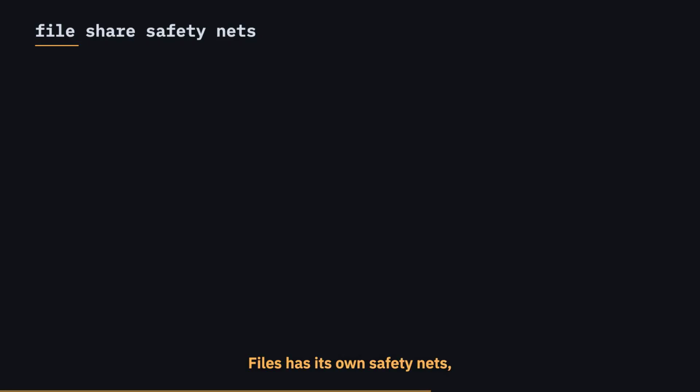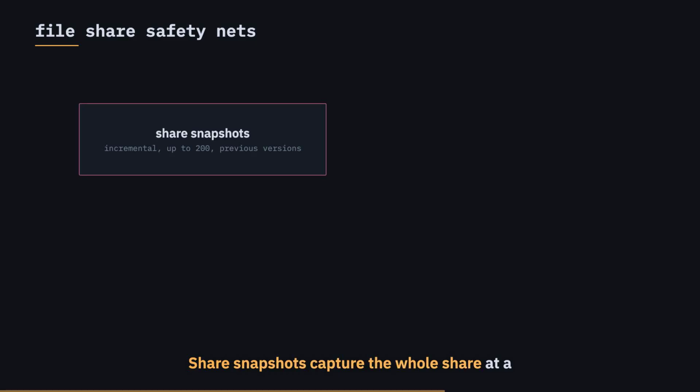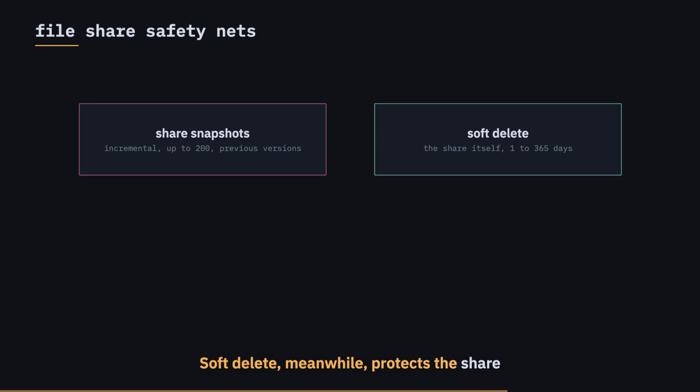Files has its own safety nets, tuned to the file server way of life. Share snapshots capture the whole share at a point in time, read-only, stored as just the differences, and users can browse a snapshot like a folder and copy back what they need. On Windows, it surfaces as the previous versions tab admins already know. You can take snapshots manually or on a schedule through Azure Backup, and a share can hold up to 200 of them. Soft delete, meanwhile, protects the share itself. Delete a share and it lingers, recoverable, for a retention window between 1 and 365 days.